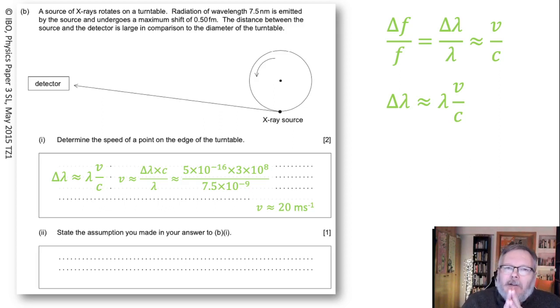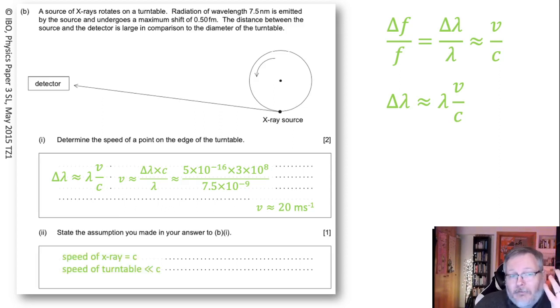Really the assumption is that the velocity of the source, the velocity that you're measuring in part 1, is much, much less than the velocity of the wave in this medium, i.e. the speed of light. So that the speed of the X-ray equals the speed of light, I quibble if that's an assumption. I think you're a DP physics student, you should know that. Although, technically, c is the speed of light in a vacuum, and we haven't said that this is happening in a vacuum, but maybe that's our assumption.